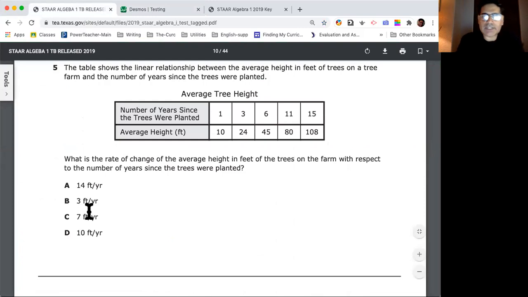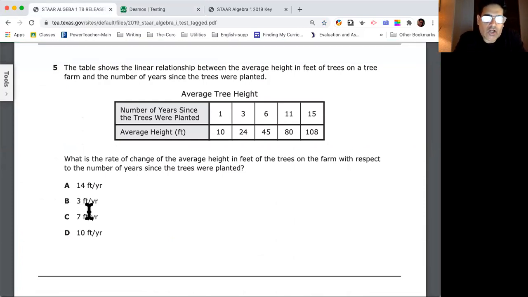Now take a look at it and see if that's going to help you. All right, so I did this chart and I did this slope and I got this 7, and yeah, there's a 7. And now does that make sense? What is the rate of change of the average height in feet of trees with respect to the number of years since the trees were planted? What is the average height? Does it make sense to say that the average height is 7 feet per year? Okay, 7 feet per year.